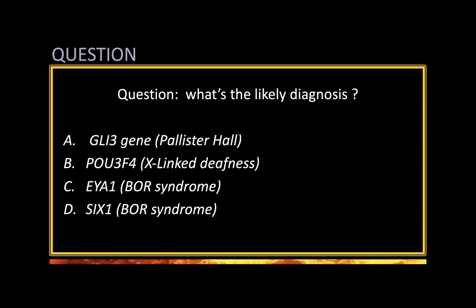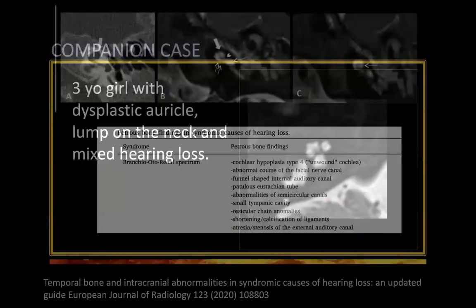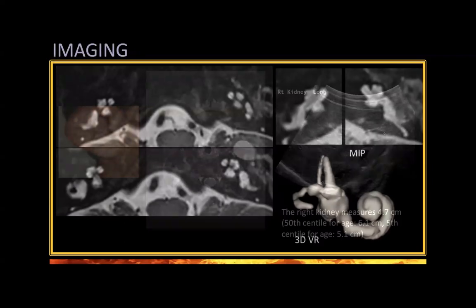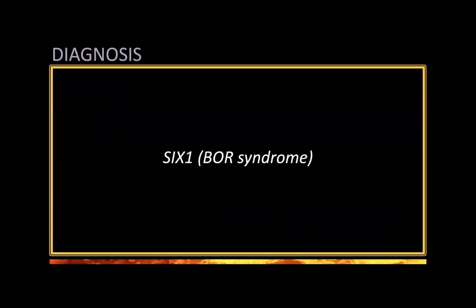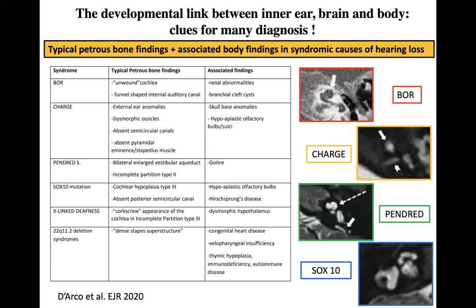So the same syndromic association, branchial cleft anomaly, plus kidney anomaly, plus deafness, if you have a cochlea looking like that with this little spike on top, but for the rest is normal, it's the SIX1 gene. If you have this typical unwound or anterior offset cochlea, same syndromic context, EYA1 gene. So looking at the ear and looking at the syndromic context, you can do an amazing genetic diagnosis. So most of the branchio-otorenal syndrome have a typical unwound cochlea, but you can have this thorny cochlea in SIX1 mutation. So I show you how there is this link between the genetic abnormality and the appearances involving the ear and the rest of the body.